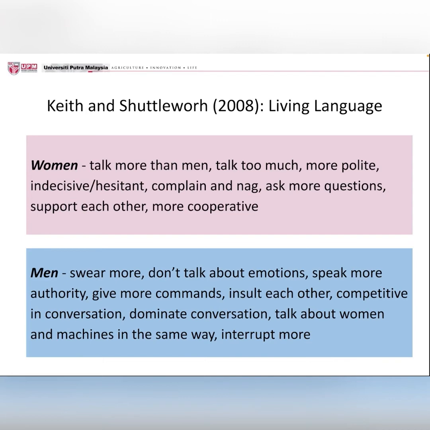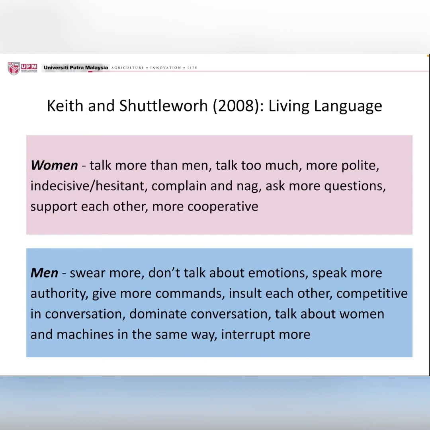According to these two researchers, they mentioned that women actually talk more than men because they love to explain something in more depth. They talk too much. They're more polite in some situations. They're indecisive or hesitant. They love to complain and nag. They ask more questions. They support each other. They're more cooperative. While men, they swear more.